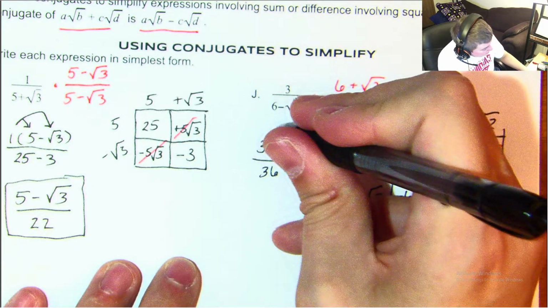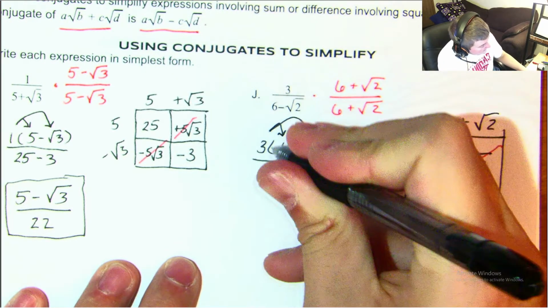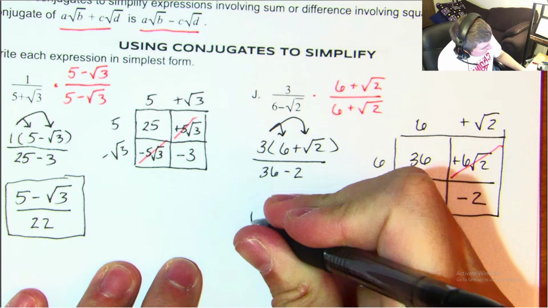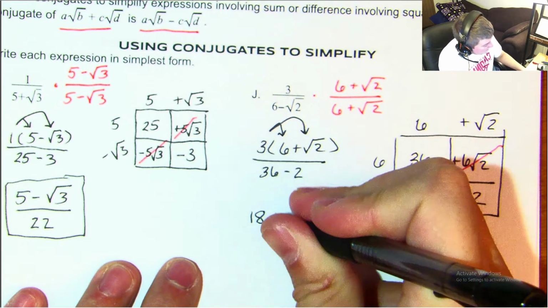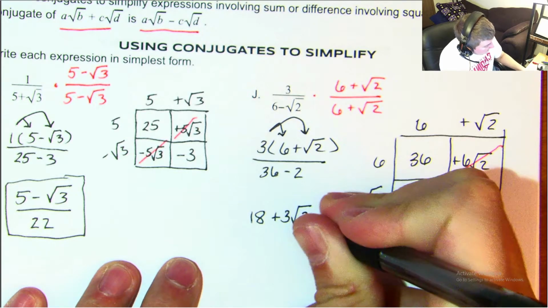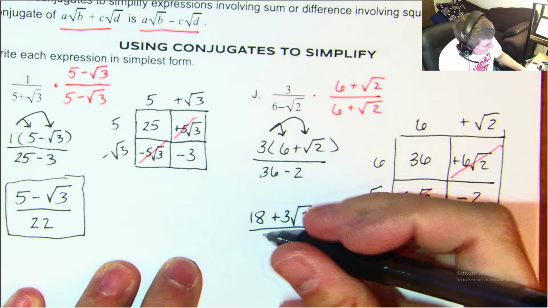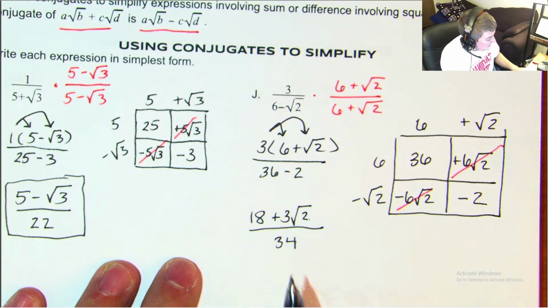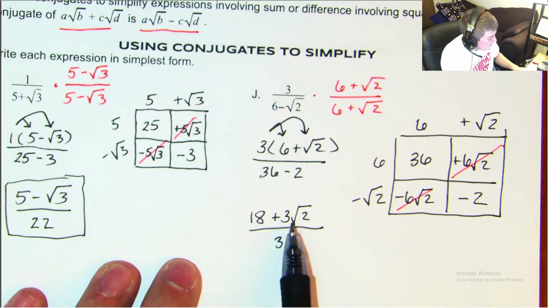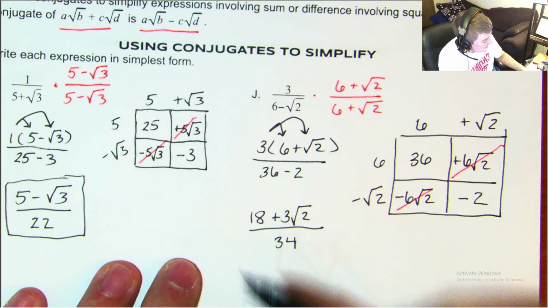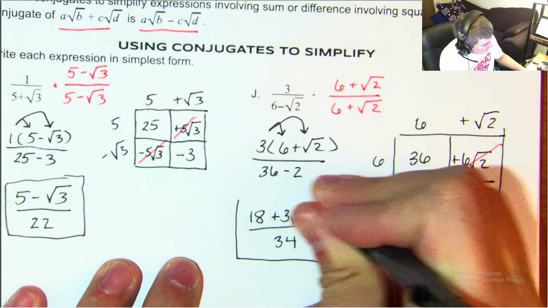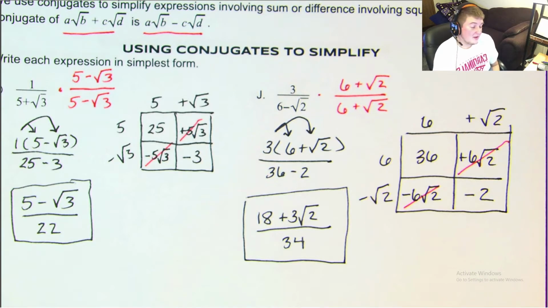Okay, and so then we can distribute here. 3 times 6 is 18. 3 times the positive square root of 2 is positive 3 square roots of 2. This whole thing is going to be divided by 34. And even though these are divisible by 2, 34 isn't divisible by 3. So that just means that this is our simplified answer. I understand that it looks just as complicated as the original one, but again, it's not considered simplified unless that radical symbol is removed from the denominator completely.